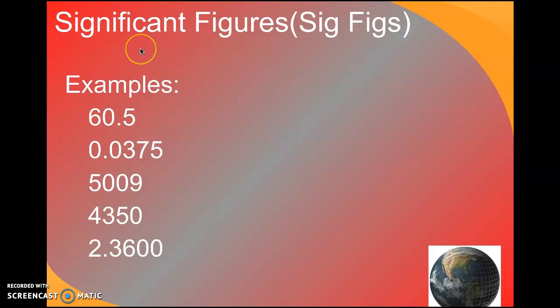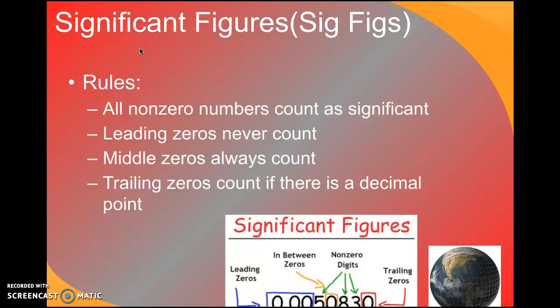All right, so what you're going to have to do is be able to look at numbers and tell me how many significant figures there are. So the rules for that, we want to look at a number, and all the non-zero numbers count as being significant, that's the easy one. Now with zeros, it's a little bit different. If you have leading zeros or zeros in front of the number, they never count as being significant. If you have middle zeros, as in zeros that are between significant numbers, they always count as being significant.